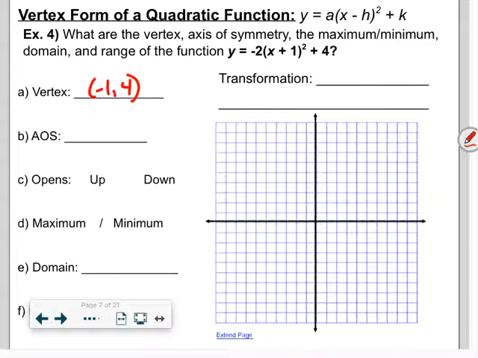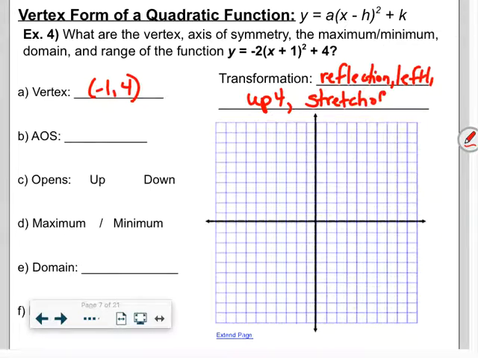Reflection, good. And then left 1, up 4. What about the 2? And then shrink. Nope. If it's bigger than 1, it's a stretch. If that A value is between 0 and 1, then it's a shrink. My axis of symmetry is always x equals, and it's the x coordinate of the vertex.